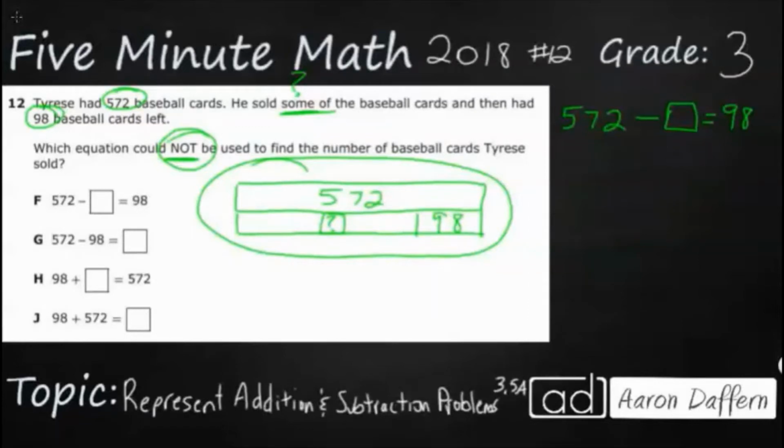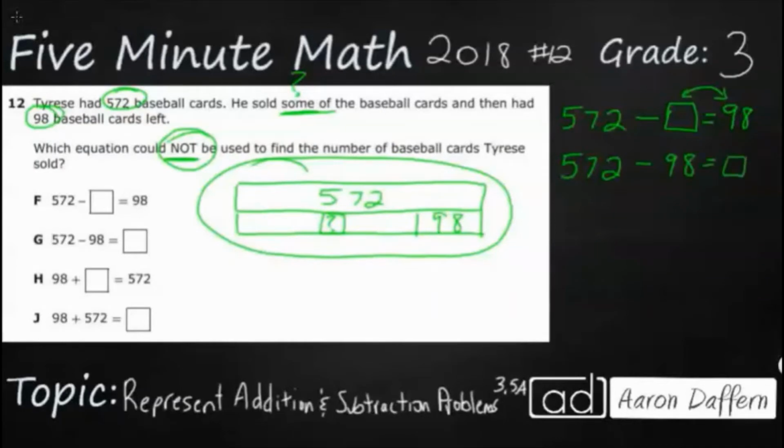Now, I know that in a fact family, I don't know what it would take to get from 572 down to 98, but I do know I can do this. I can flip this around and do this: 572 minus, and then you can just switch these 2. You're going to stay in the same fact family.